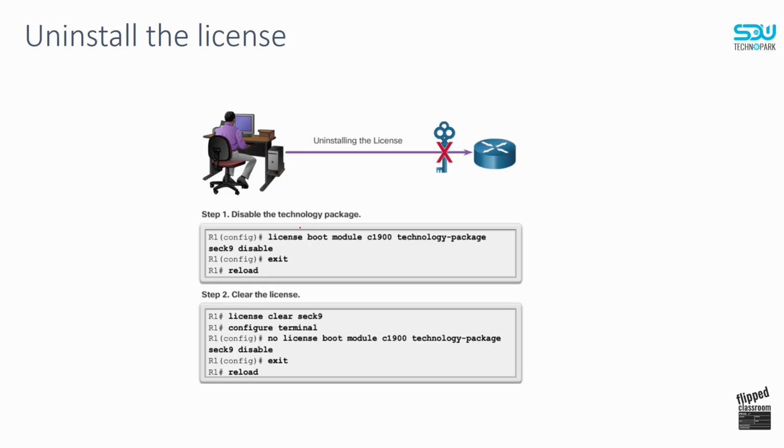Uninstalling the license. To uninstall the license, we'll just type the command. First of all, we'll disable the technology package. To disable it, we have to say license boot module, and then disable. Reload the equipment, and then license clear. Okay, then in global configuration mode, no license boot, and so on.